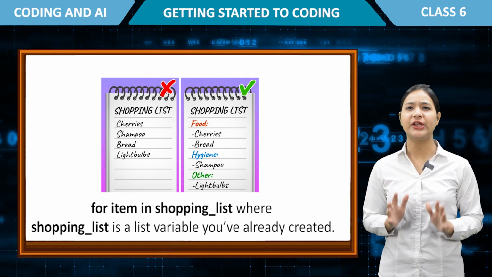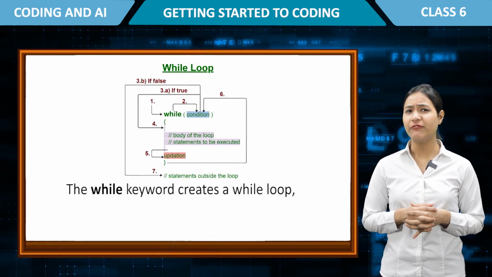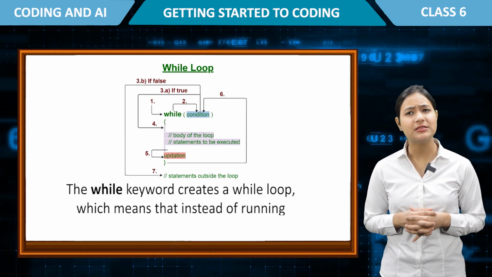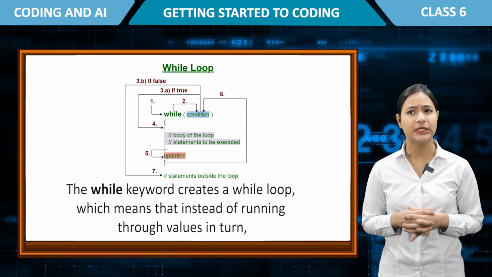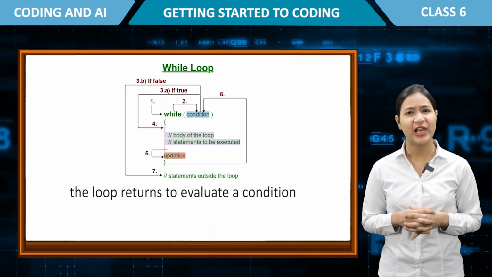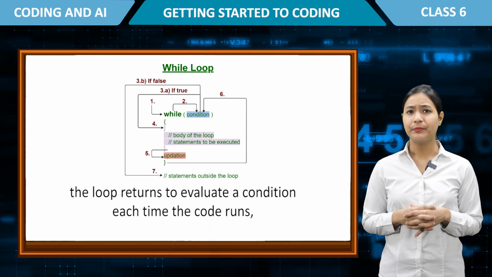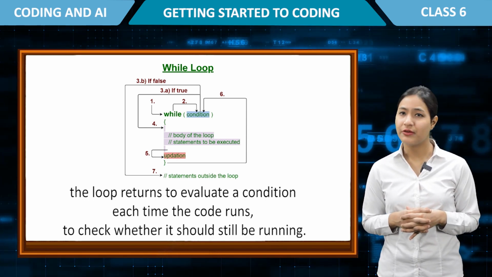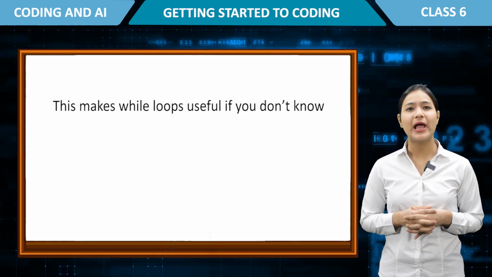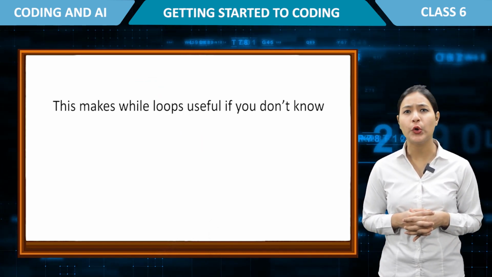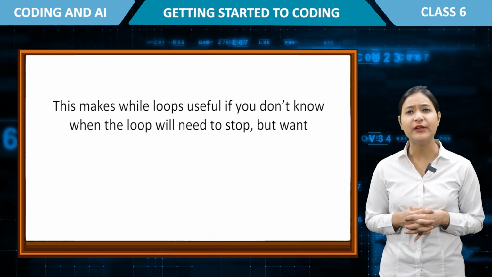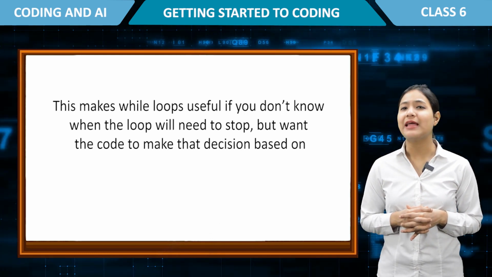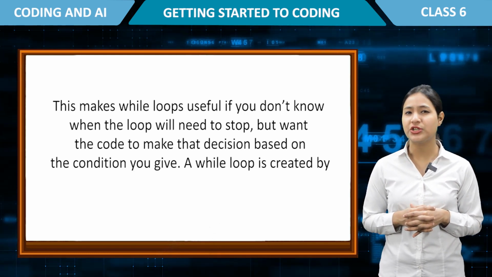The while keyword creates a while loop, which means that instead of running through values in turn, the loop returns to evaluate a condition each time the code runs to check whether it should still be running. This makes while loops useful if you don't know when the loop will need to stop, but want the code to make that decision based on the condition you give.